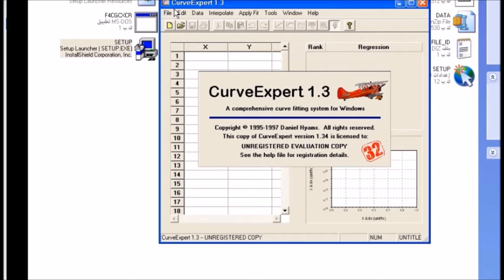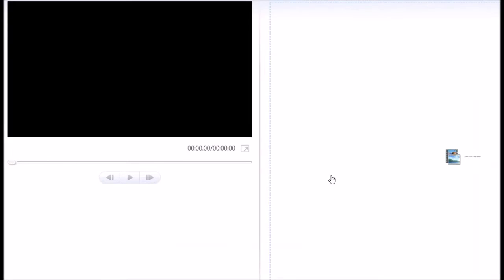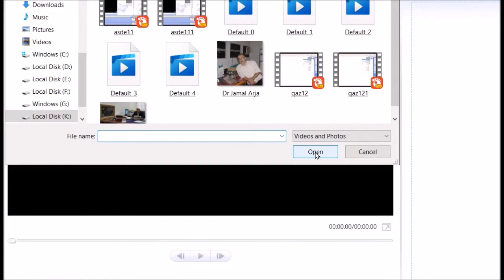The first work now, we have to import one of the videos, where the length of the pendulum is 40 centimeter, and we will try to calculate the period from the timer of this program.